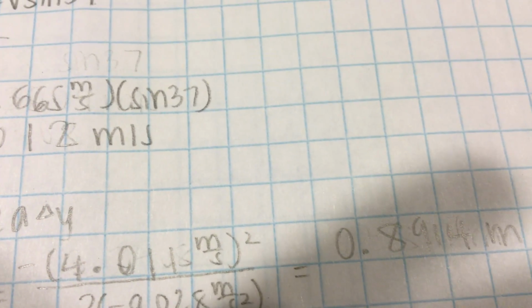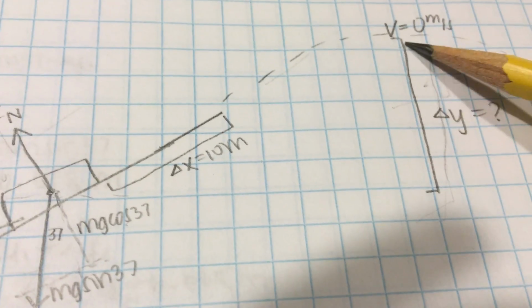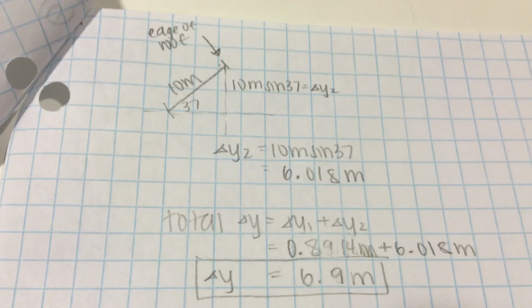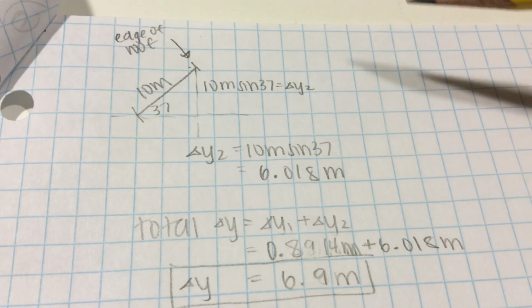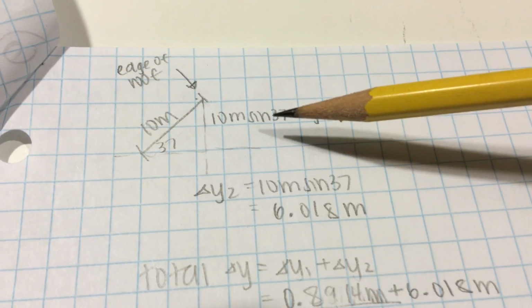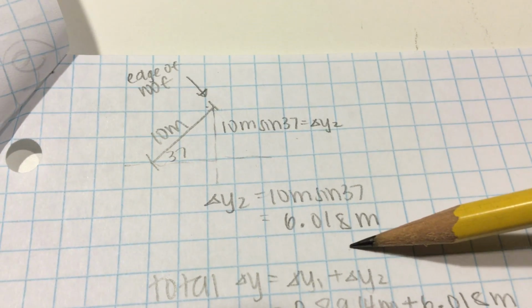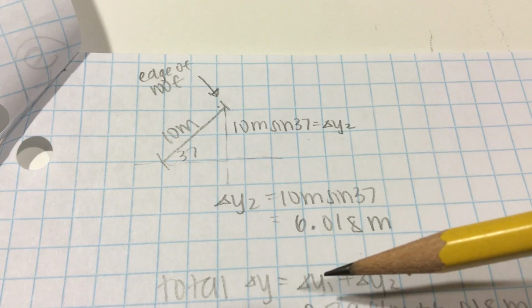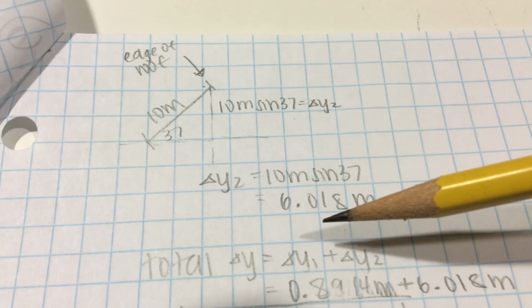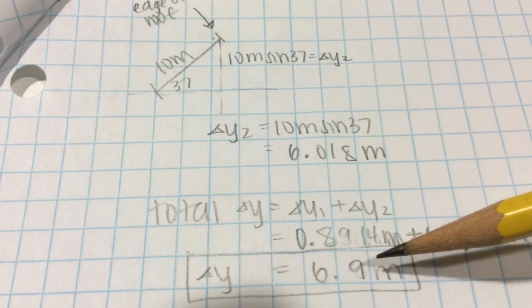So that might feel like the end of the problem, but it's not, because remember, it asks for the entire y distance traveled, not just this distance. So, next page. We need to find the distance it traveled in the y direction as it covered that 10 meters up the incline. To do that, it's 10 meters times sine 37, which is 6.018 meters. Then to find the total distance in the y direction, I used this value plus the value we found on the previous page, and I got 6.9 meters.